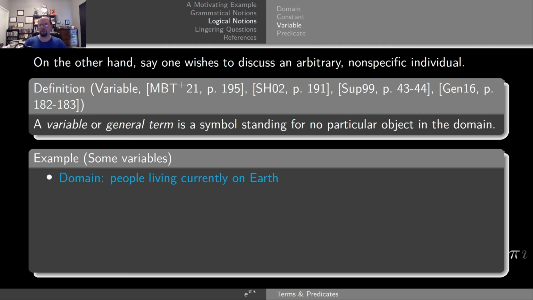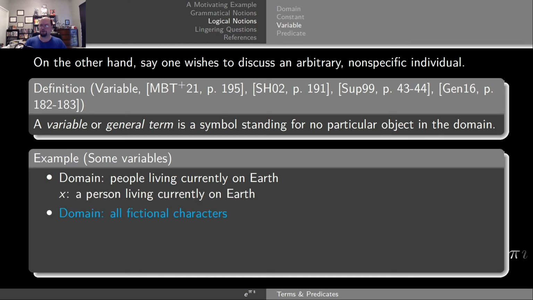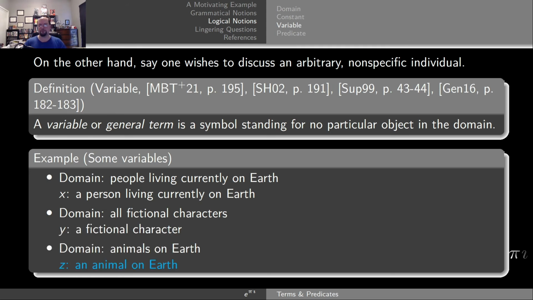In the domain of people currently living on Earth, I could let little x be a person currently living on Earth, just some arbitrary person in that domain. In the domain of all fictional characters, I could let y be some arbitrary fictional character. In the domain of animals on Earth, I could let z be an animal on Earth, some arbitrary animal chosen on Earth. And again, the convention here is to take lowercase italic letters from the end of the English alphabet rather than the beginning.